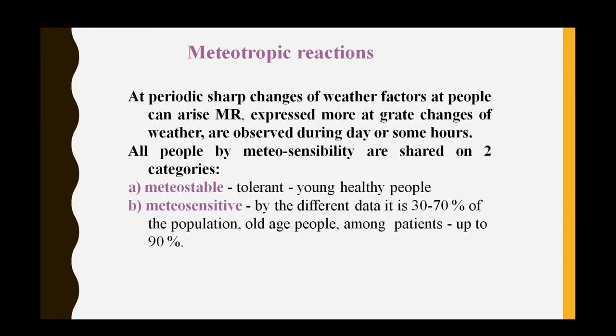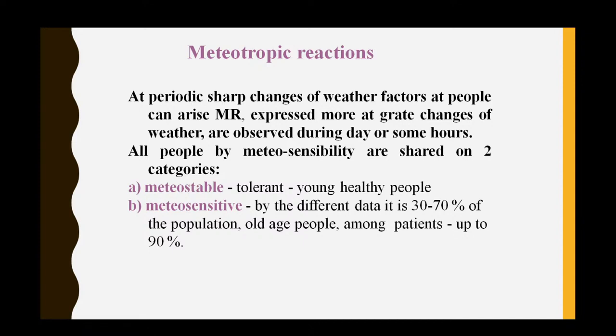And now a very important question about meteotropic reactions. At periodic sharp changes of weather factors, meteotropic reactions can arise in people. They are expressed more at great changes of weather, and are observed during a day or some hours. Meteotropic reactions are negative reactions of the organism, of a human, to changes of weather.